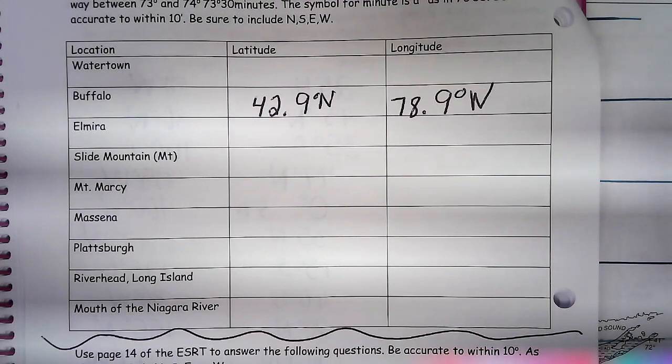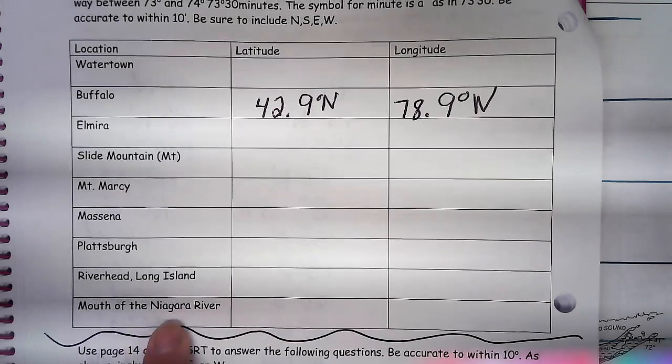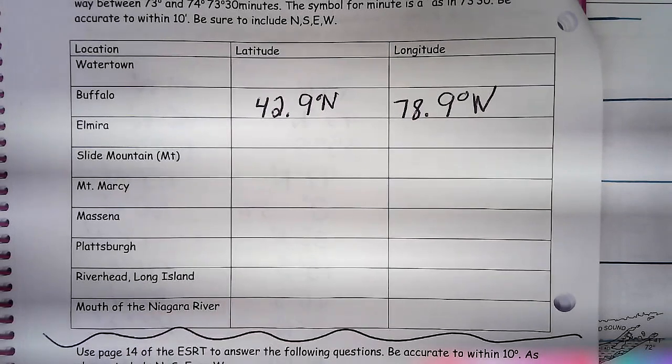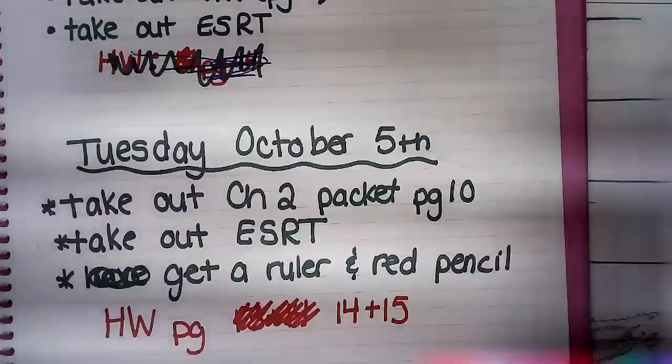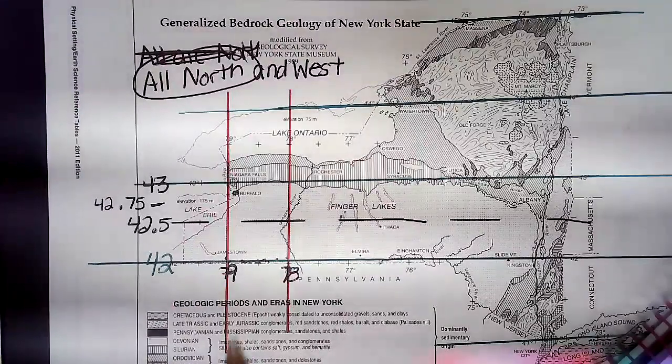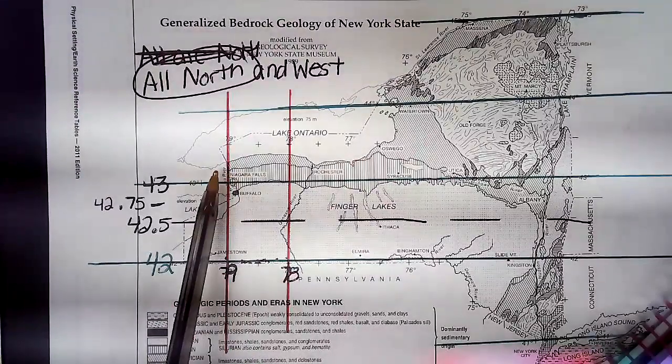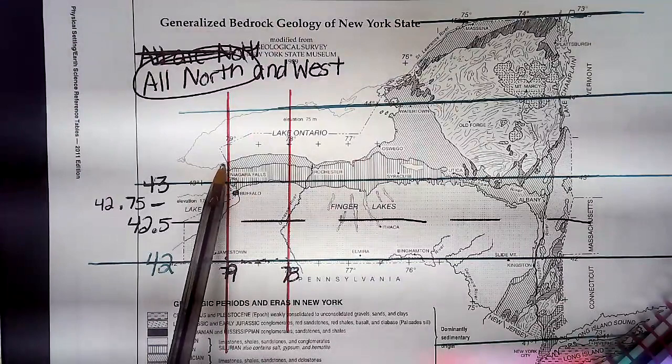Part of the struggle with this map is finding places. Every last one of these places is on here. And you know what? Can we do one more together? I want to do the very last one together, the mouth of the Niagara. First of all, do you guys know where the Niagara River is? Near Niagara Falls. It's labeled on this map. You may have covered it up with your line, but it's right there.